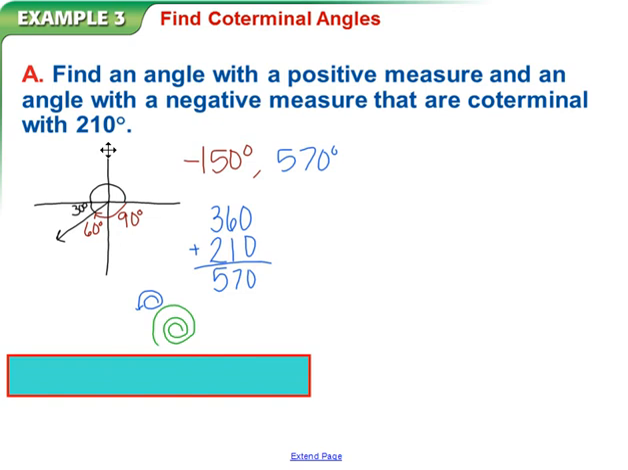So now the shortcut of how to do this is you can take the angle and add 360 to it. And you could take the angle and subtract 360 from it. And you're going to get the same thing.